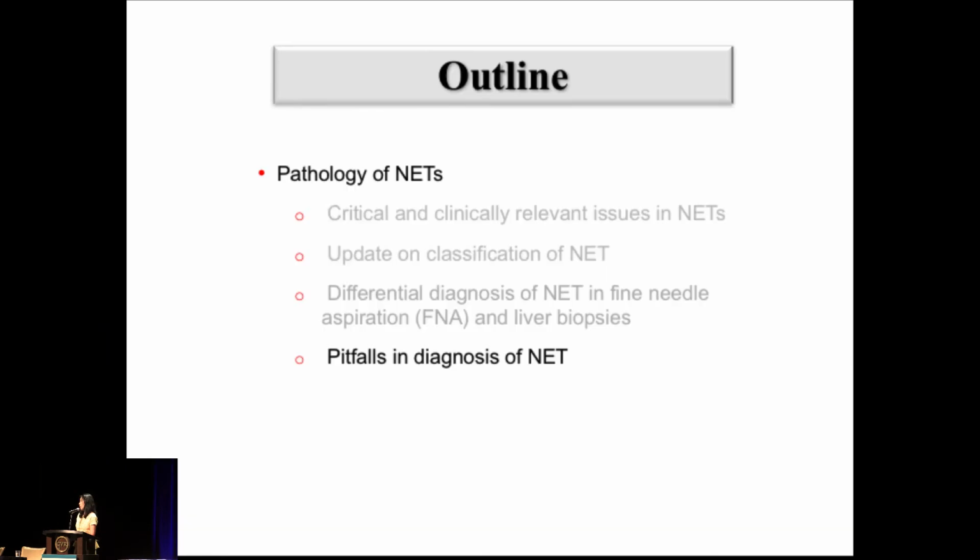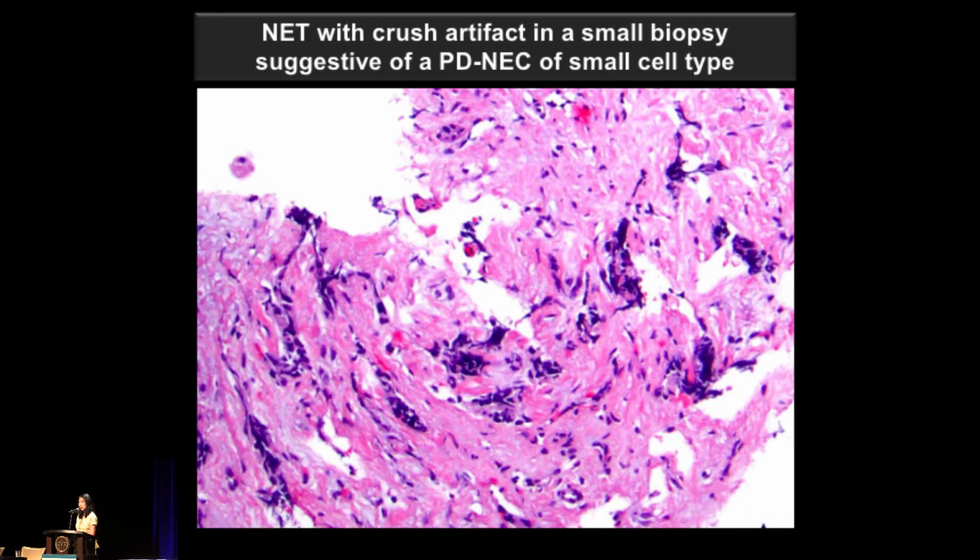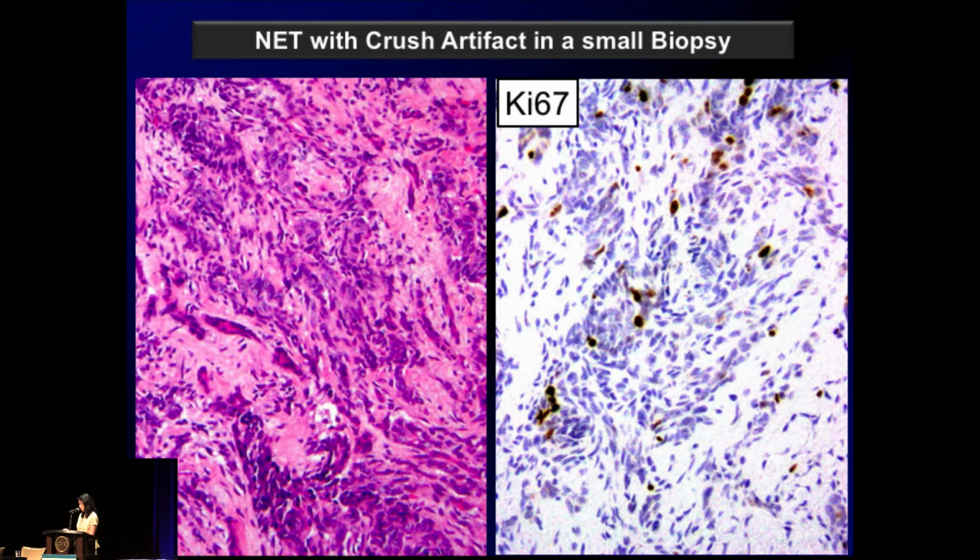So finally, there are some other pitfalls in diagnosis. When we receive a very small specimen, you can see the cells are very, very crushed. You cannot really appreciate the cytological features of individual cells. And this is actually commonly seen in high-grade neuroendocrine carcinoma of small cell type. We see this very often. In this situation, Ki67 is crucial, which indicates the proliferative activity is very low, so this cannot be a small cell carcinoma.